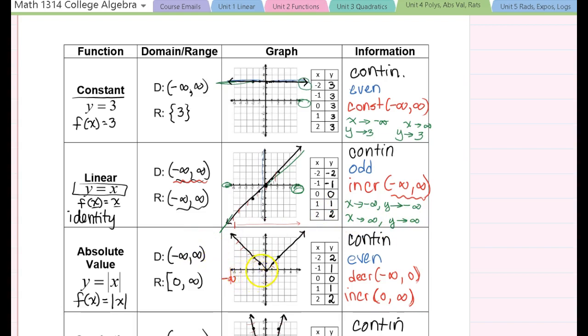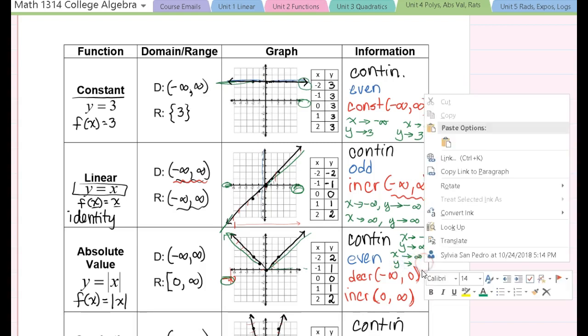Going to absolute value, as x goes to negative infinity, we're going to see that our y values are getting bigger and bigger, and they will approach positive infinity. So for absolute value, as x goes to negative infinity, we found that our y values go to positive infinity. Likewise, when we go to the right, we're going to positive infinity for the x's, and my y values are constantly going upward. So as x goes to positive infinity, y is also going to positive infinity.